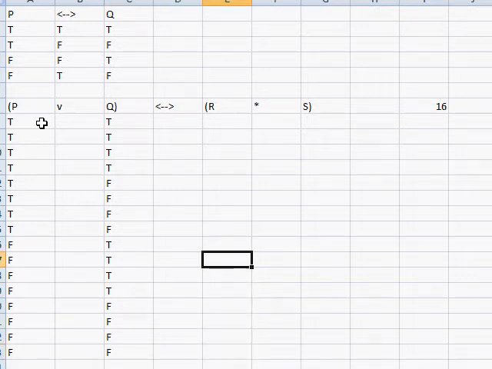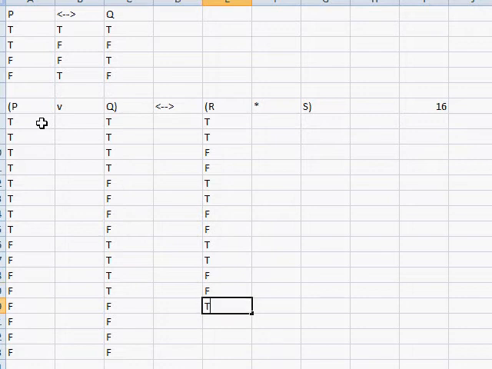Alright, now we're going to go to R. Half of 4 is 2, so we're going to get 1, 2 truths. Then half of 4 is also 2, so we're going to get 3, 4 falses. We maintain this pattern. 5, 6, 7, 8, 9, 10, 11, 12, 13, 14, 15, 16. Alright, and last thing, we're going to go to S. Half of 2 is 1, so we're going to get 1 true. Half of 2 is 1, so we're going to get 1 false. Then maintain this pattern.